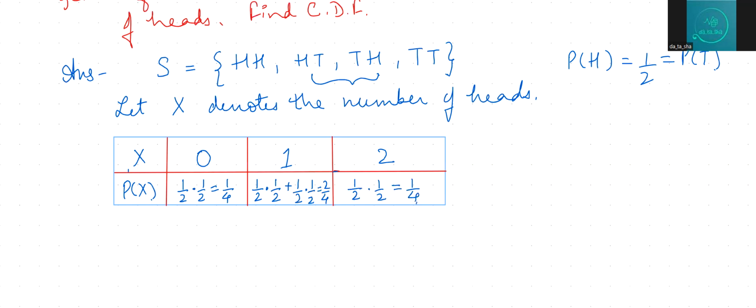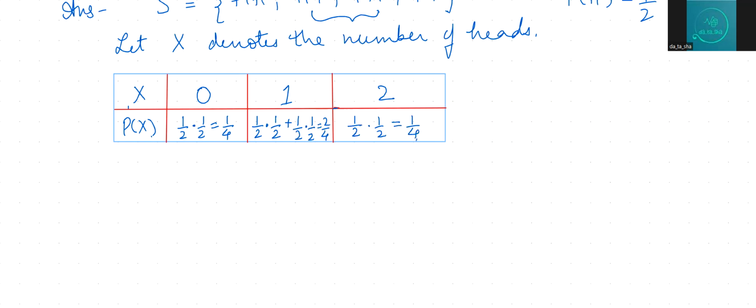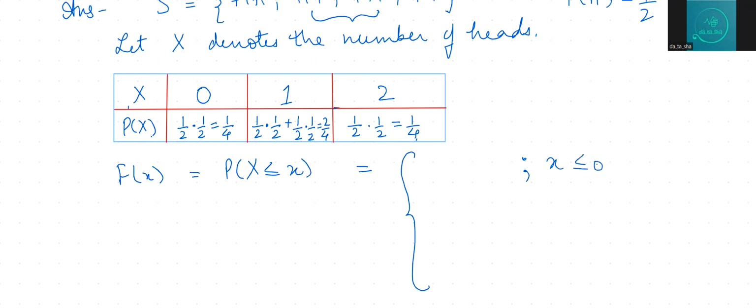The probability mass function. Now, if we talk about CDF here, as we know, the CDF, that means F of X, is P of X less than or equal to small x. So let me just define it quickly. For x less than or equal to 0, then for x less than or equal to 1, and lastly, for x less than or equal to 2. For x less than or equal to 0, there is nothing less than 0, but equal to 0 is there. So I'll just write it 1 upon 4.